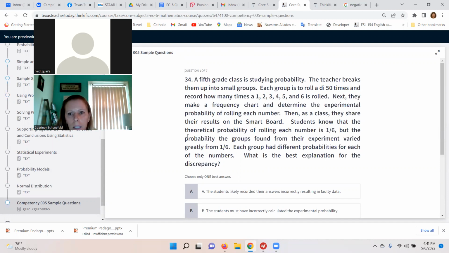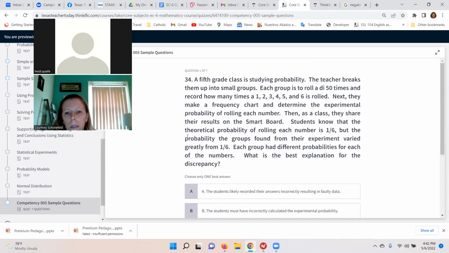So a 5th grade class is studying probability. The teacher breaks them up into small groups. Each group is to roll a die 50 times and record how many times a 1, 2, 3, 4, 5, and 6 is rolled. Next, they make a frequency chart and determine the experimental probability of rolling each number. Then as a class, they share the results on the smartboard. Students know that the theoretical probability of rolling each number is 1/6, but the probability the groups found from their experiment varied greatly from 1/6. Each group had different probabilities for each of the numbers. What is the best explanation for this discrepancy?